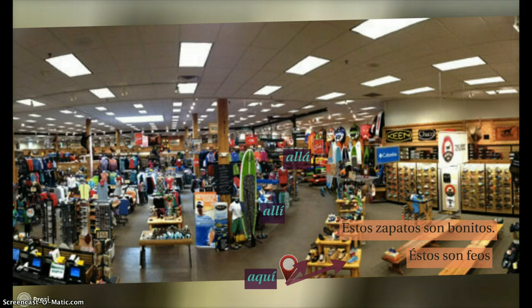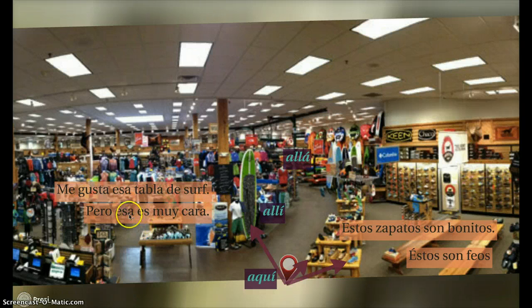Okay, so now let's talk about something in the middle distance, a little bit out of reach. Allí, and let's say, esa, me gusta esa tabla de surf. Pero esa es muy cara. I like that surfboard, but that one is very expensive. So esa, no accent, is sitting right next to tabla de surf, my noun.